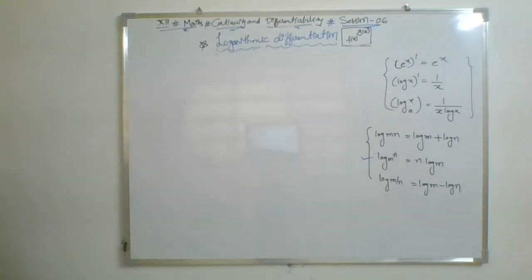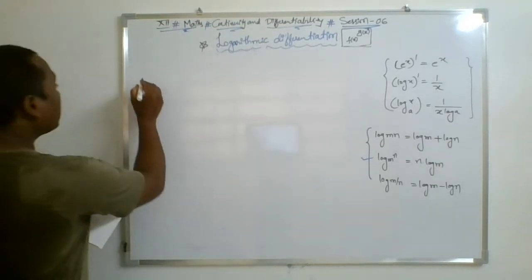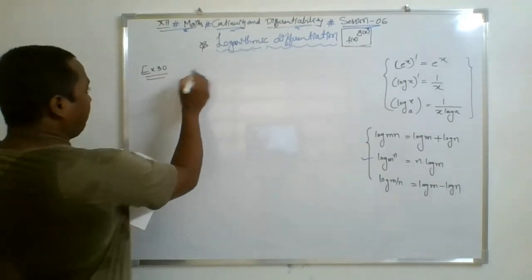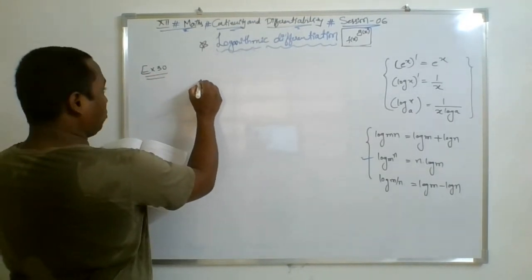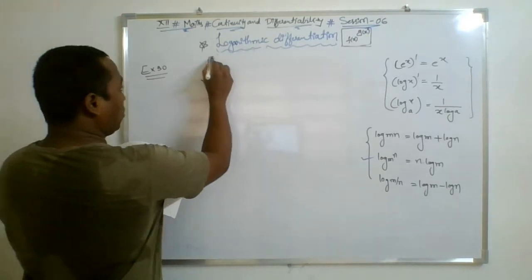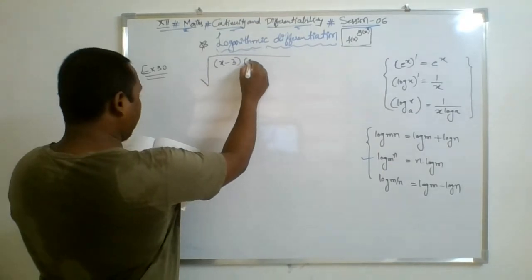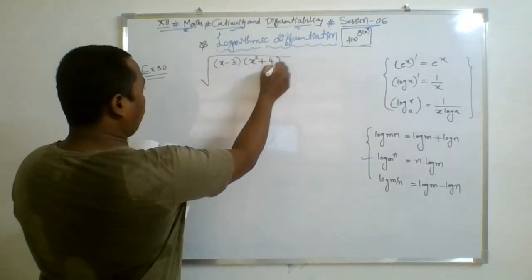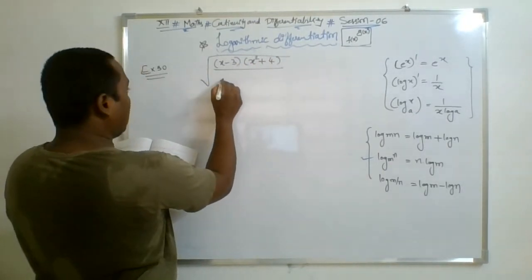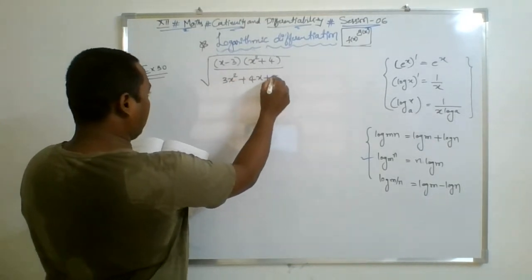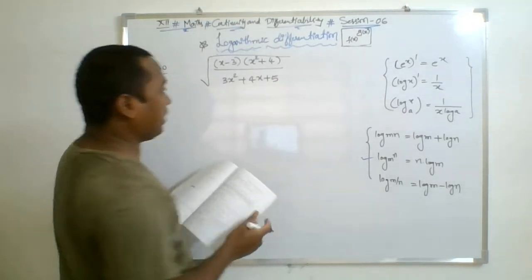I am taking a question now which is a little bit difficult. Example number 30 I am taking. Differentiate, the question is: under root of x minus 3 into x square plus 4 upon 3x square plus 4x plus 5, with respect to x.